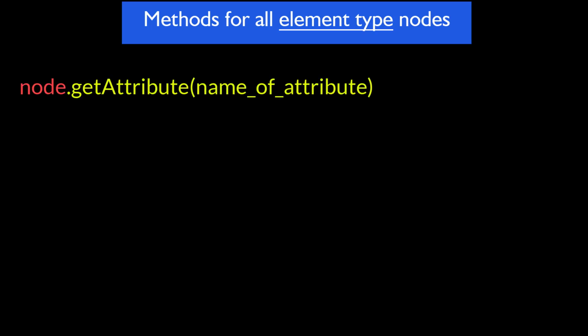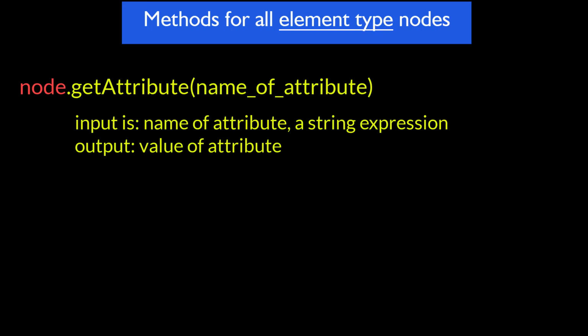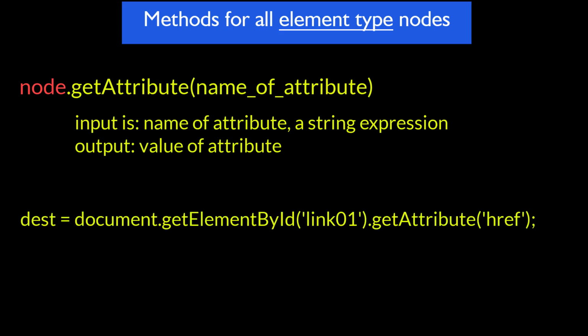Related, here are some important methods for all element type nodes. GetAttribute. The input is the name of the attribute, a string expression, and it returns the value of the attribute. For example, dest equals document.getElementById link01 dot getAttribute href. So it returns the href attribute value for the element with an ID of link01.